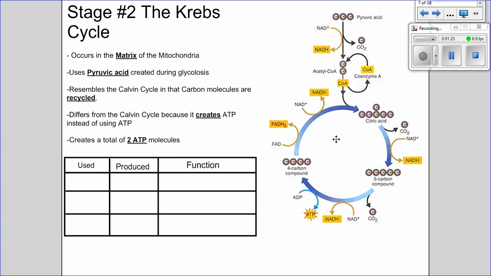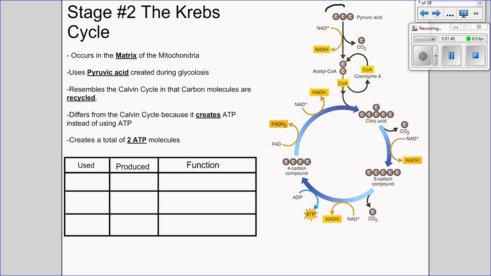And the first step in that cycle is called the Krebs cycle. And that is the second stage of cellular respiration. Now this stage is actually the first stage that actually happens in the mitochondria. So it actually occurs in the matrix of the mitochondria. And what it does is it uses the pyruvic acid created during glycolysis.